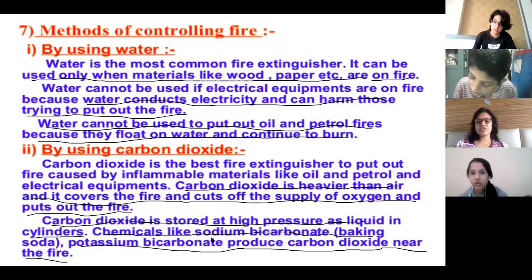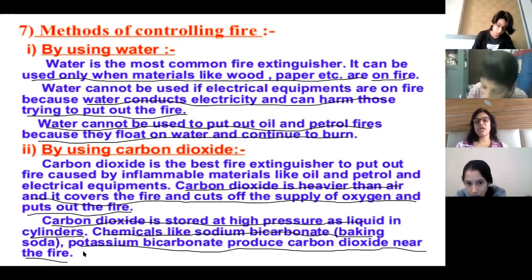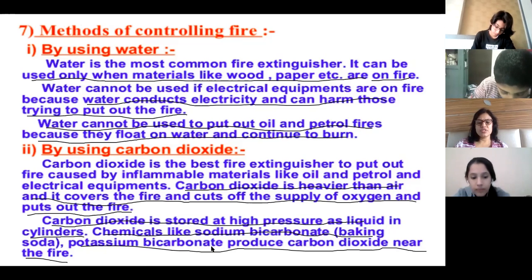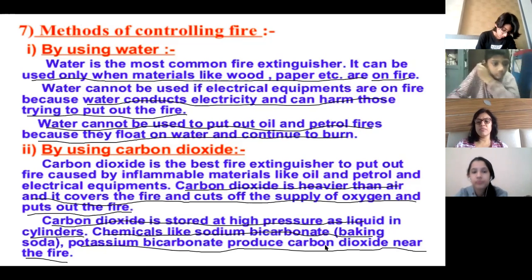Now see what is written. Sodium bicarbonate is the chemical name of baking soda. I have given you this in the fill in the blanks also. What is the chemical name of baking soda? So here it is written. The answer is from here: sodium bicarbonate.